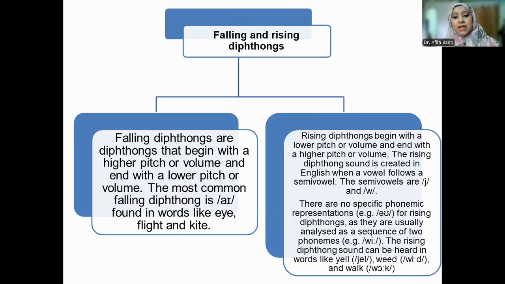That was a falling diphthong. A rising diphthong is just the opposite. It begins with a lower pitch or volume and ends with a higher pitch or volume. The rising diphthong sound is created in English when a vowel follows a semi-vowel. And we know what the semi-vowels are, w and y. There is no specific phonemic representation as we have for /aʊ/, /aɪ/, /ʊə/, because rising diphthongs are usually analyzed as a sequence of two phonemes, for example, we write it like this: we, or yell. The rising diphthong sounds can be heard in words like yell, weed, and walk.